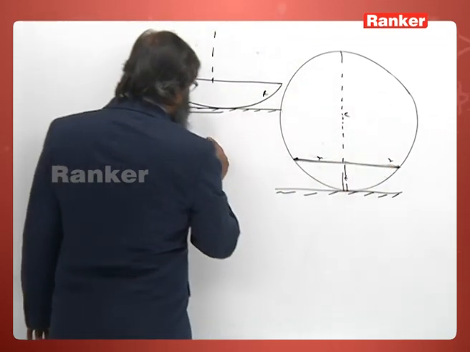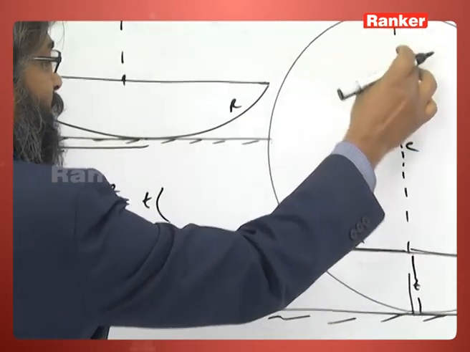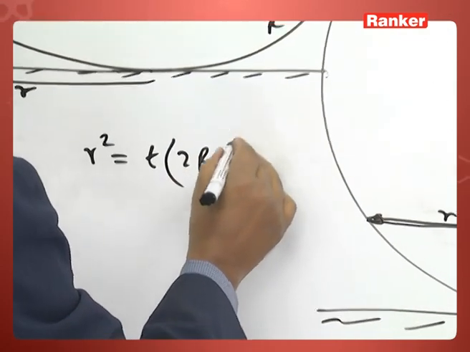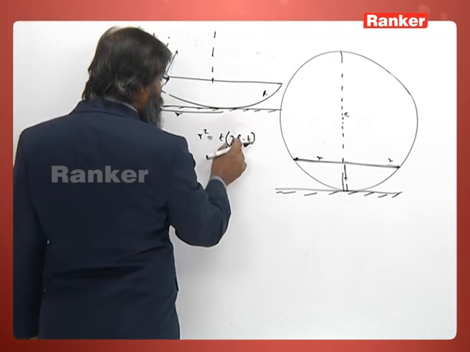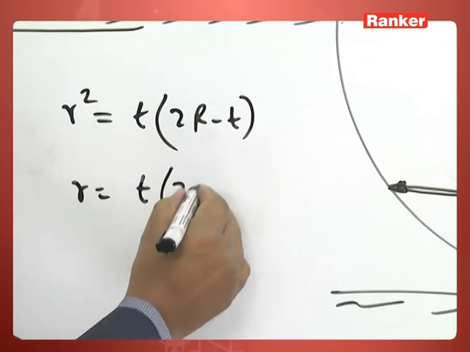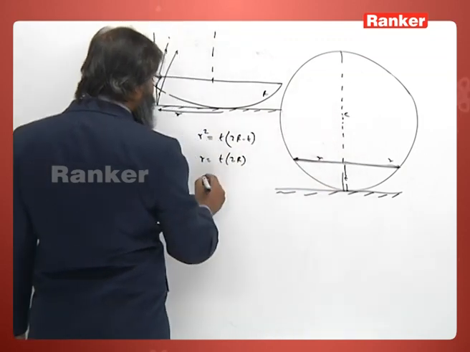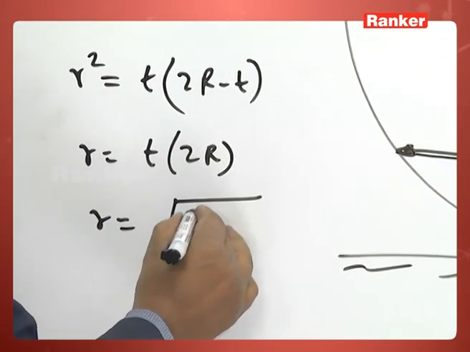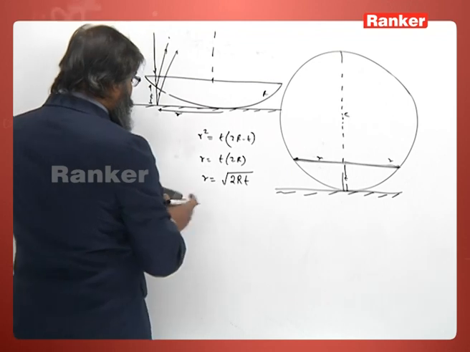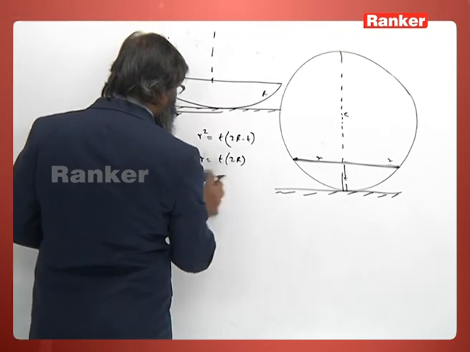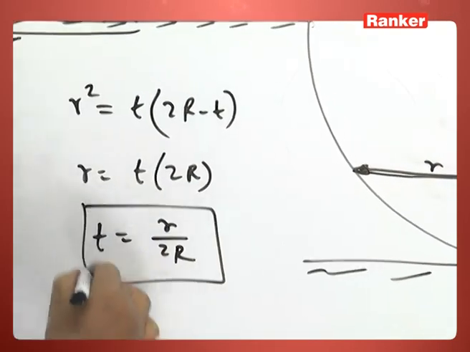That is r into r, r square. This distance is t into the distance from here to here, which is the total distance 2R minus t. So, if t is neglected, it will become 2Rt. We can neglect this t, because this thickness is small compared to the radius of curvature. So, r square is equal to 2Rt, and r is equal to root over 2Rt, or we can calculate t in terms of r by r square by 2R. So, let us write like this.